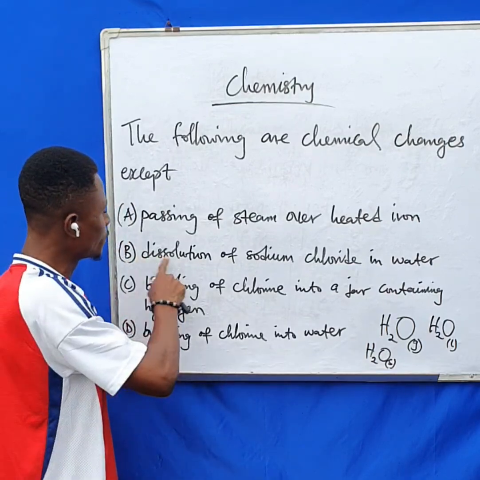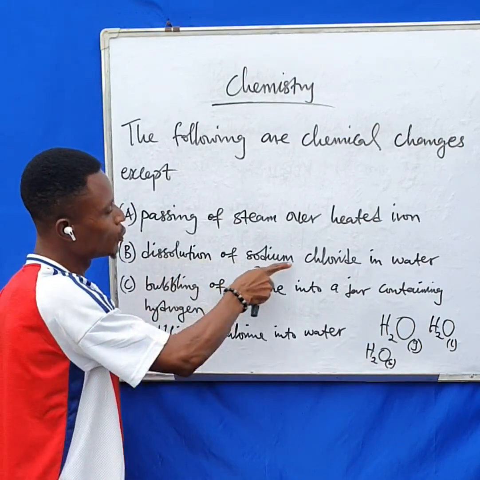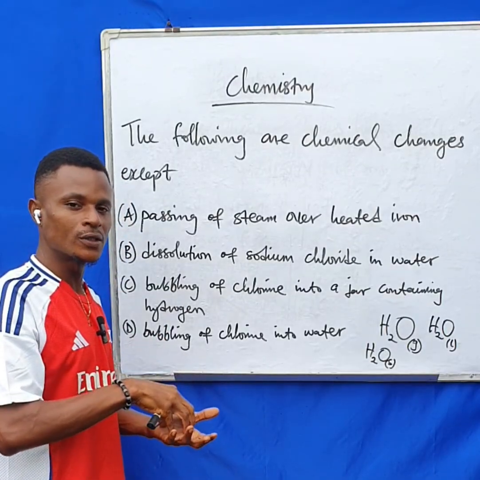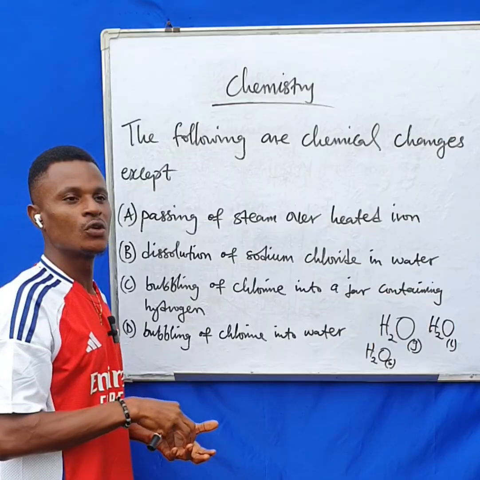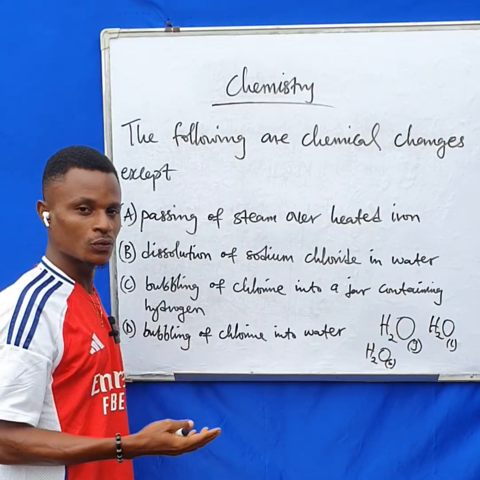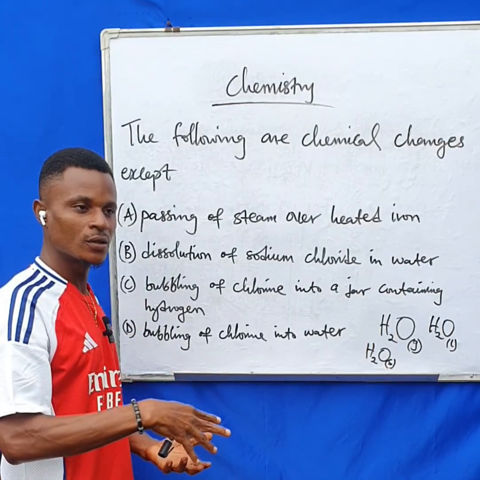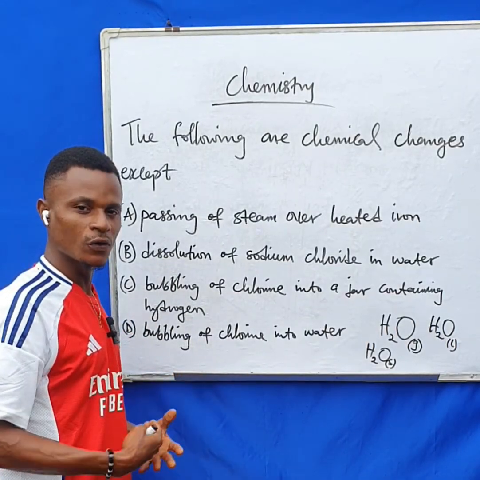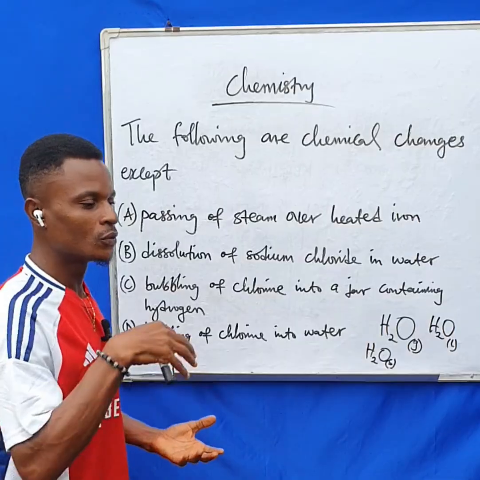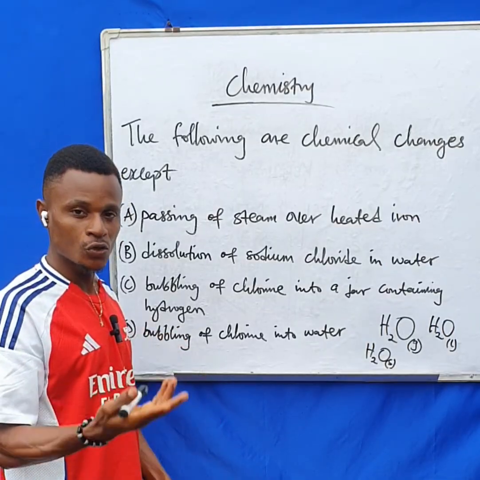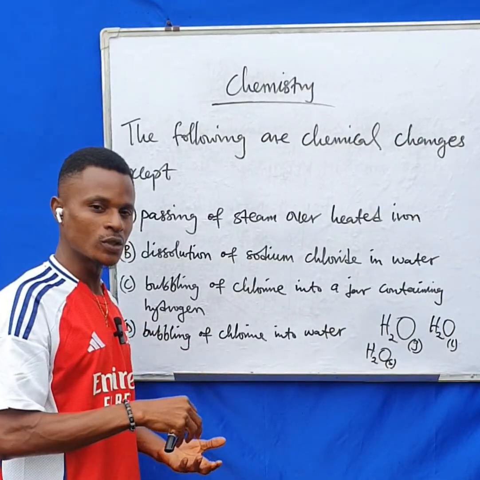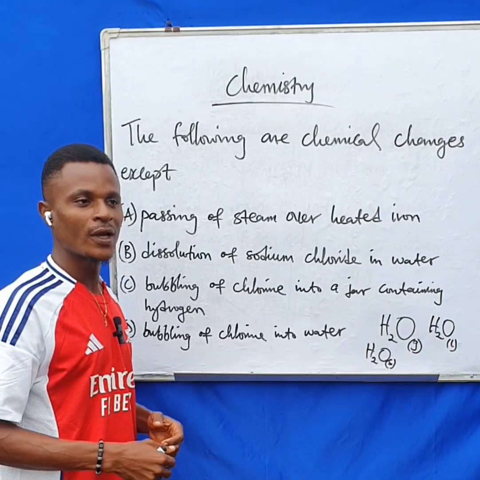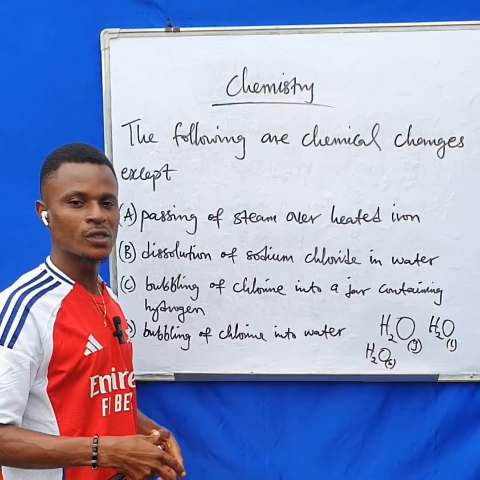Now, let's look at the second option. The solution of sodium chloride in water. Meaning, if you dissolve sodium chloride in water, what is sodium chloride? Sodium chloride is the normal salt you use at home to cook. If you put it inside water and dissolve it, can you reverse back the process, or will there be a new substance formed? Now, if you dissolve sodium chloride in water, no new substance will be formed. And you can reverse back the process to get the original salt.